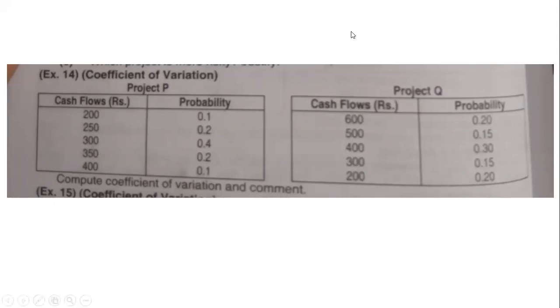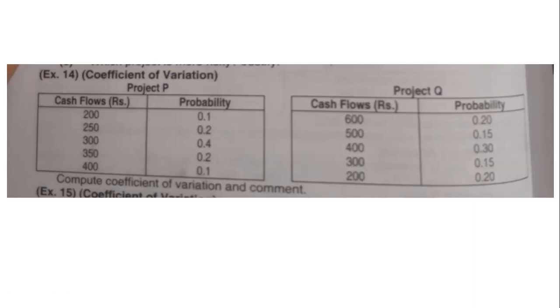For project Q also, similarly, you can take a total of all 5 figures of cash inflow and divide by 5. You will get the expected value. Or the second way is to multiply with the probability, write in the third column, and make a total of it. That will be the expected value. So the expected value, the denominator, we can calculate easily.